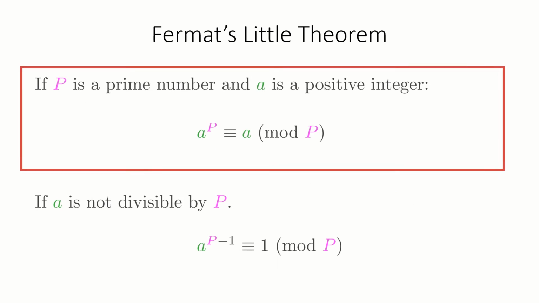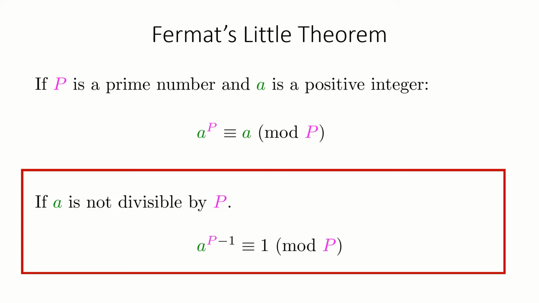So the statement that a raised to the power p is congruent to a modulo p means a raised to the power p minus a is divisible by p. The second variant says that if a is not divisible by p, then a raised to the power p minus 1 is congruent to 1 modulo p. It means that a raised to the power p minus 1, whole minus 1, is divisible by p.